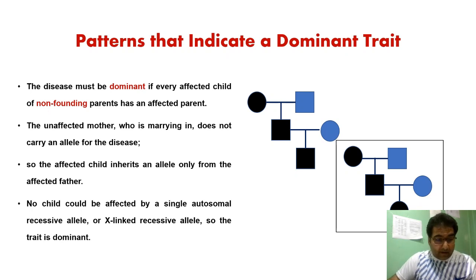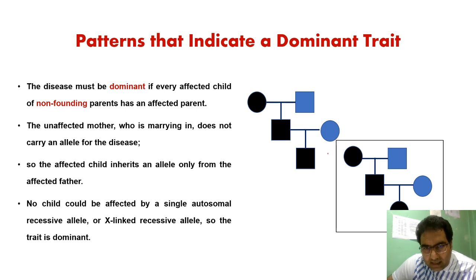Now, when we talk about the patterns of the dominant trait, what are the patterns of the dominant trait? These were the patterns of the recessive trait. Now we have to talk about the patterns of the dominant trait. The disease must be dominant if every affected child of non-founding parents has an affected parent. So what we are seeing here in this very case, the disease must be dominant if every affected child of non-founding parents has an affected parent.